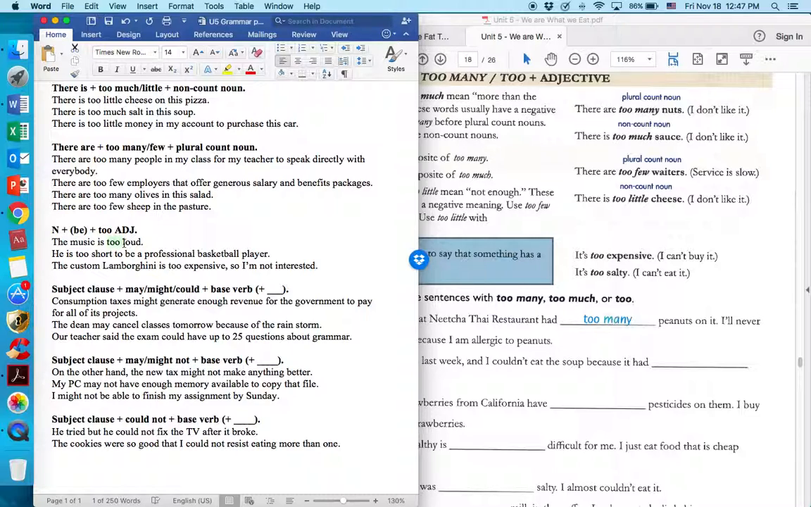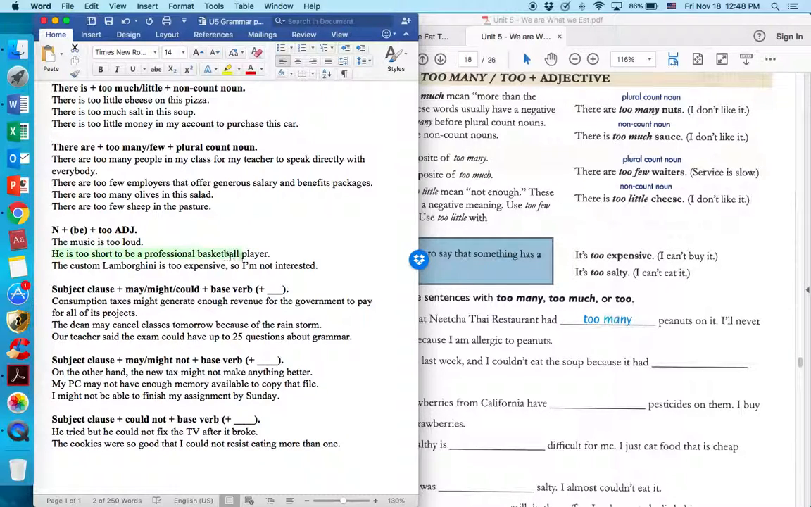The music is seriously loud. The music is incredibly loud. These are all adjectives, or they're all descriptive words to describe the adjective. Excuse me. Too loud means it's excessively loud, right? It is a negative connotation.